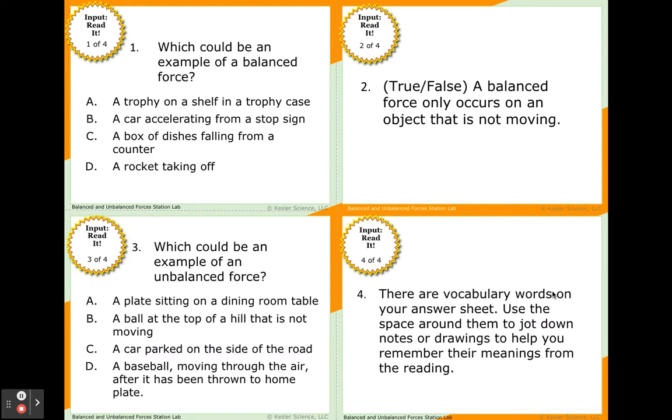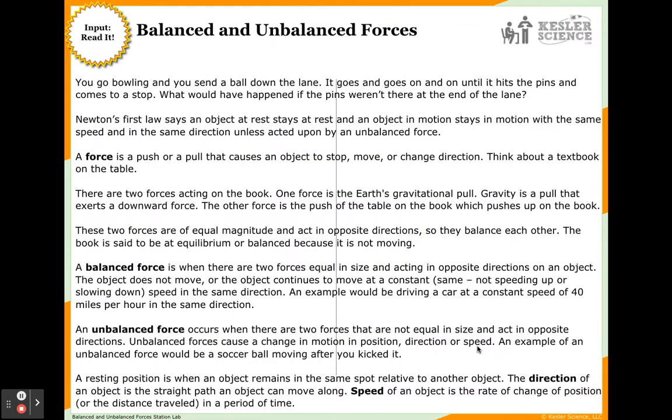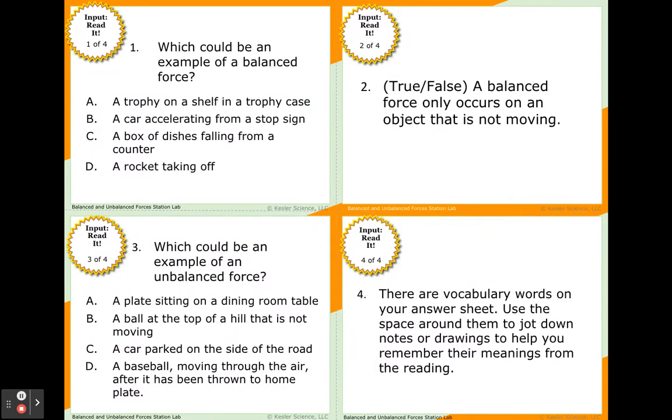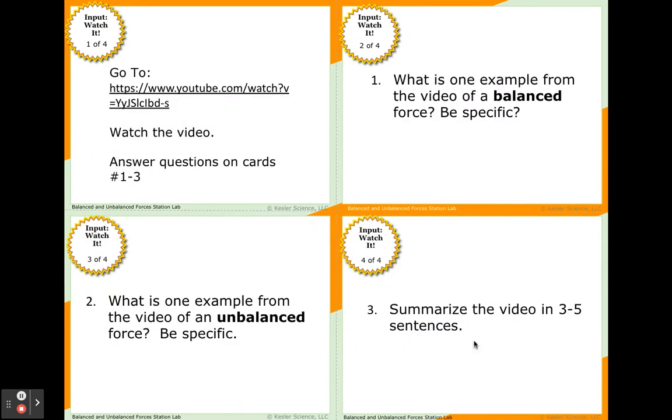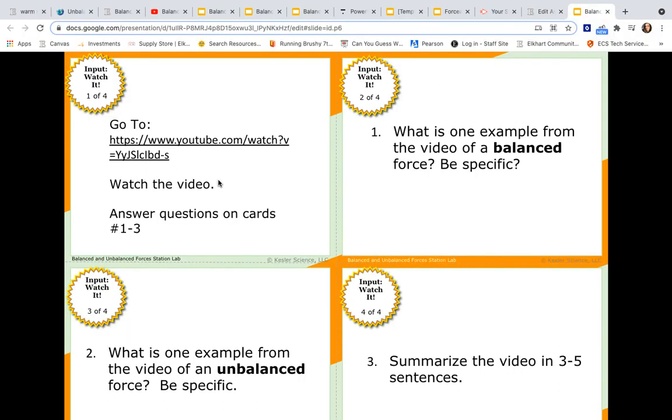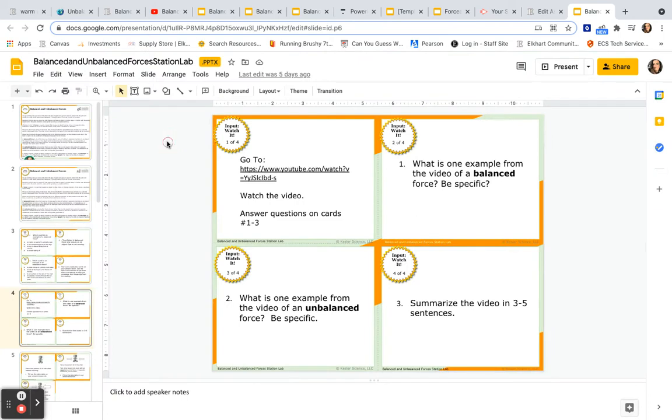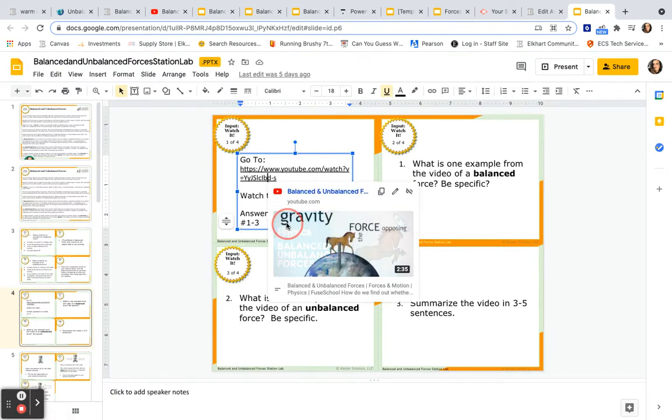There are vocabulary words on your answer sheet. Use the space around them to jot down notes and drawings to help you remember their meanings from the reading. Now you're going to go to this website and watch the video and answer the next 3 questions. I have this website up, so we're going to go to it and play it.